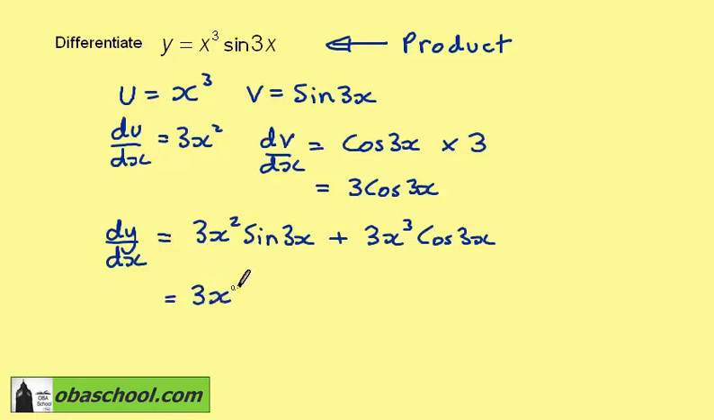There's a common factor of 3x squared, and then we can open a bracket and put in sine 3x and x cos 3x.